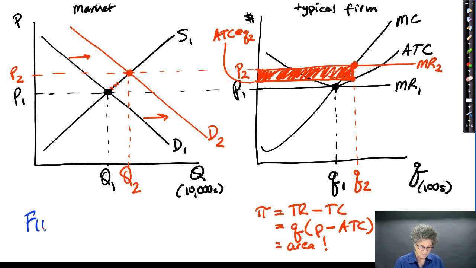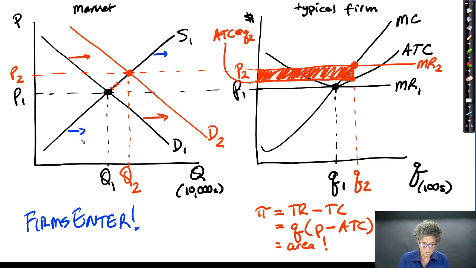So new firms are going to enter the industry in order to chase those profits. They want some of those profits too. Well, what do we know? We know that when there are more firms in an industry, that shifts the supply curve to the right. So the long run effect, this is a long run change. The number of firms can change in the long run, but not in the short run.